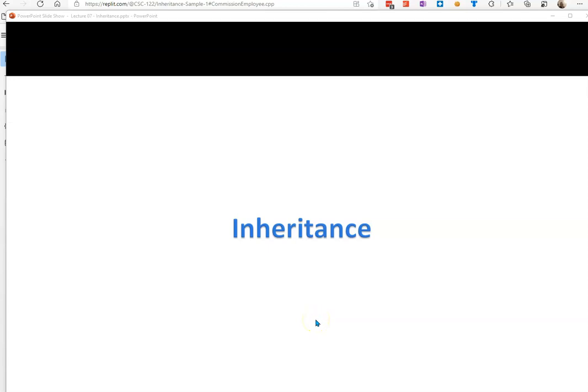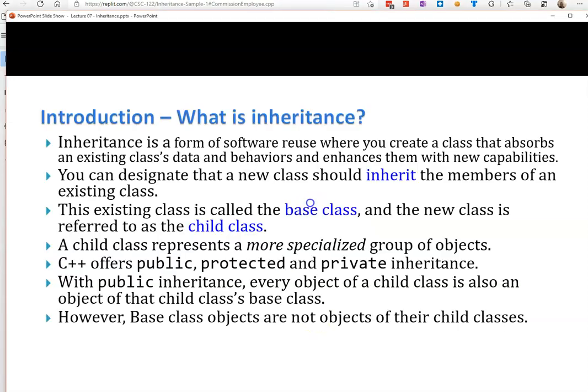In this video, we're going to talk about inheritance. Inheritance is one of the more important parts of object-oriented programming, although it's often misused. What is inheritance? Inheritance is a form of software reuse where you create a class that absorbs an existing class's data and behaviors and enhances them with new capabilities.